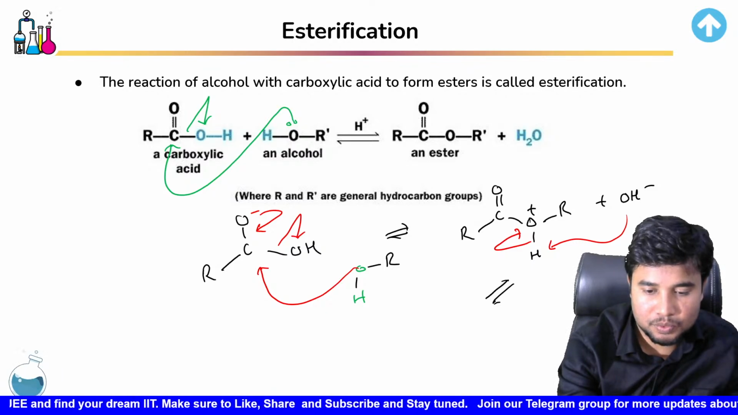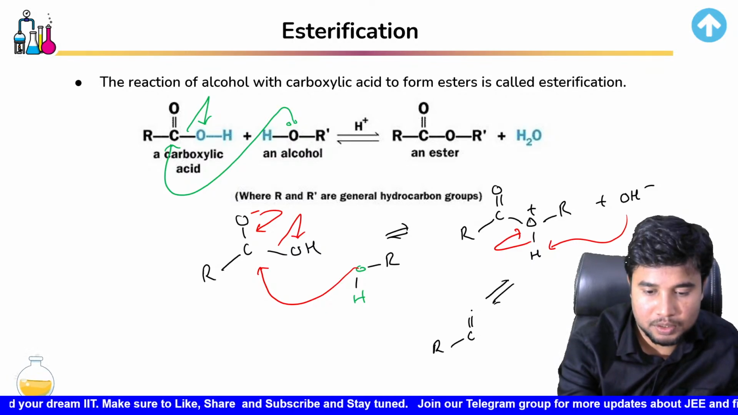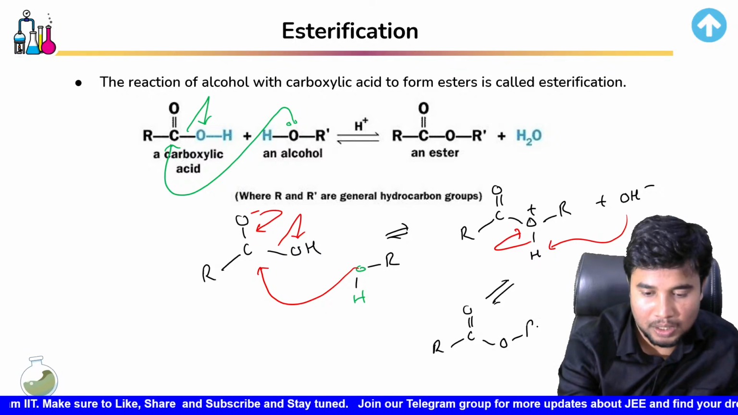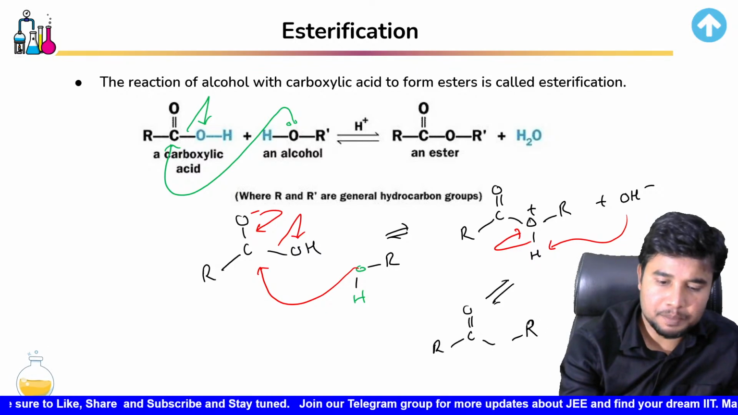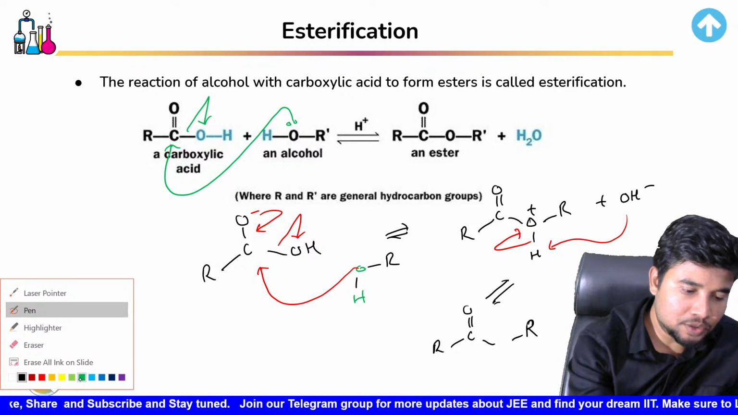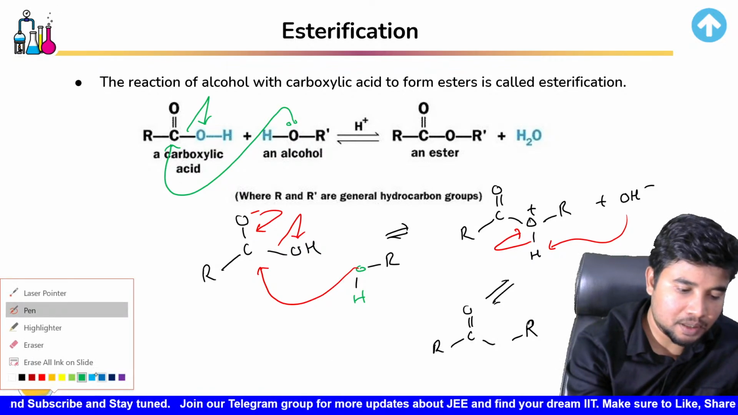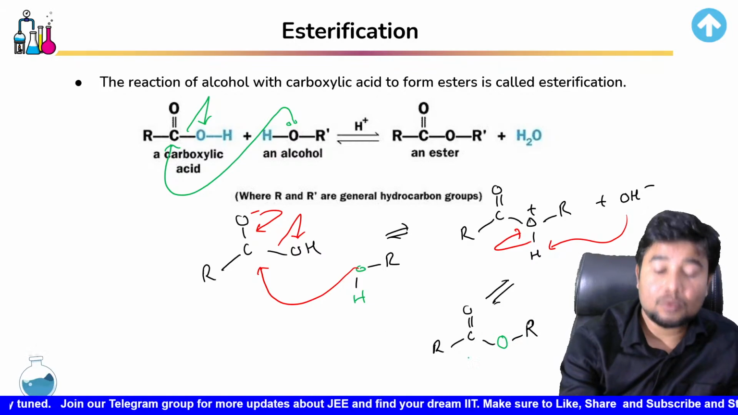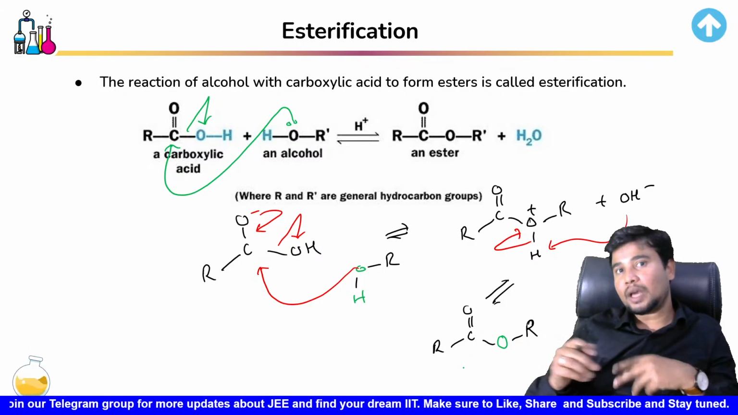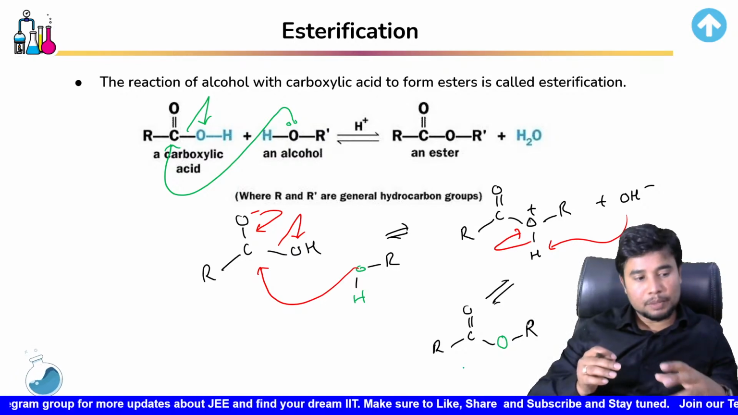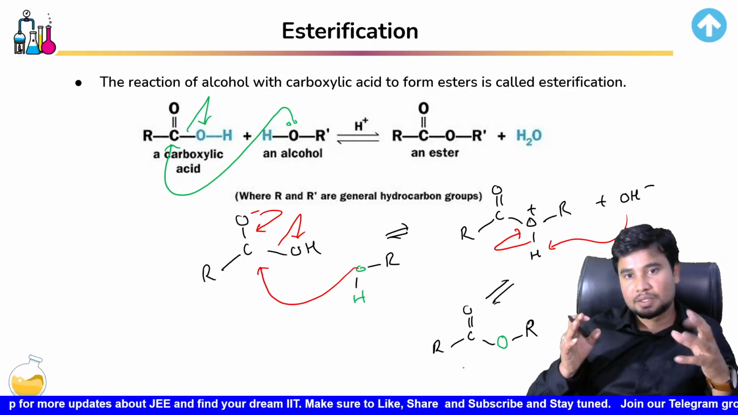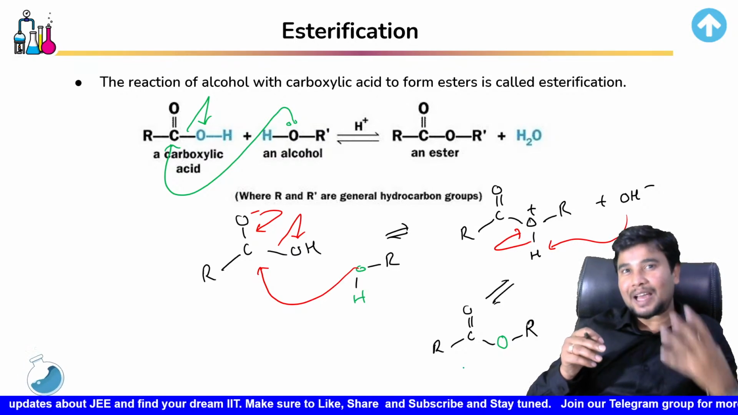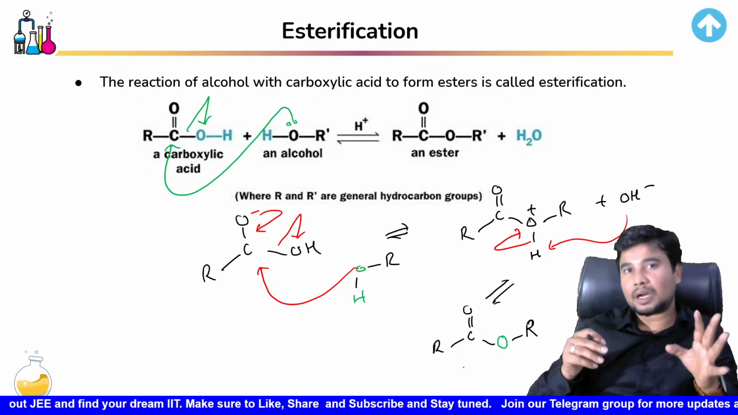So it gives you RC double bond OR. Now observe one thing: which oxygen has come in? Is it the oxygen that was there with the carboxylic acid, or the oxygen that was there with the alcohol? You're supposed to remember which oxygen will come in this ester. It is that oxygen which was there with the alcohol, not the carboxylic acid.